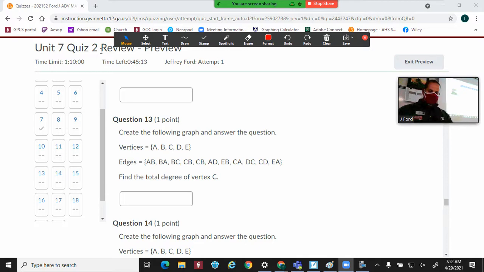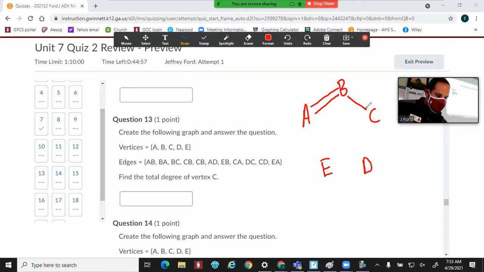All right, so create the following graph and answer the question. We're trying to find the total degree of C. So first off, I've got to draw the whole thing. So A, B, C, D, E. All right, so AB, back to BA. BC, this is nothing new. CB, there's another CB right there. A to D, like so.